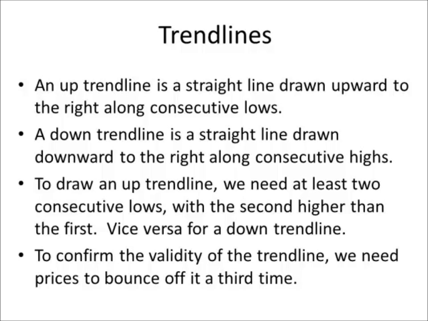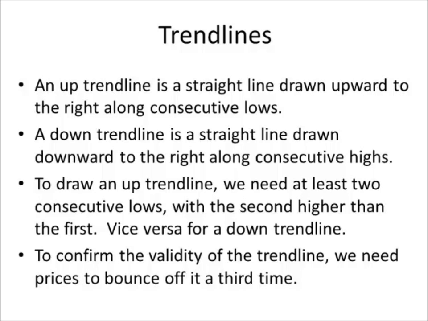Now we will go back and look at the example in a couple of slides to see how it works. But first let's think about it conceptually. So we have a series of lows that keep getting higher, and we draw a line along these lows, and that becomes our uptrend line.